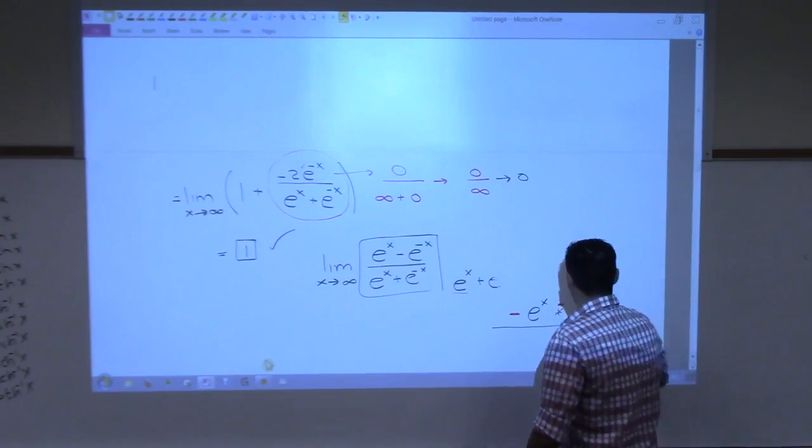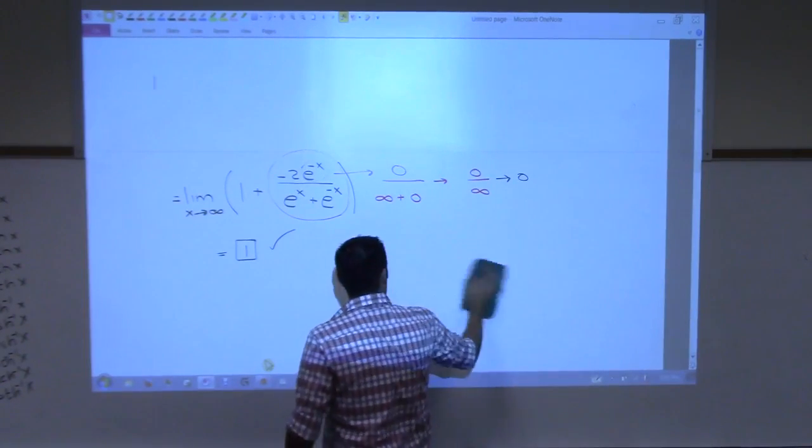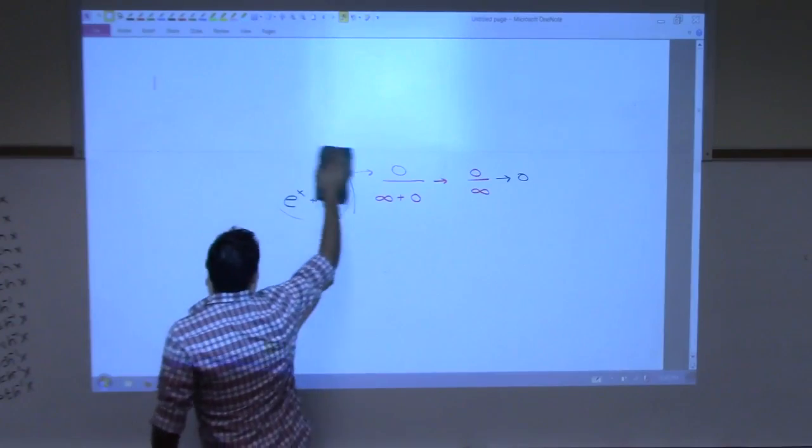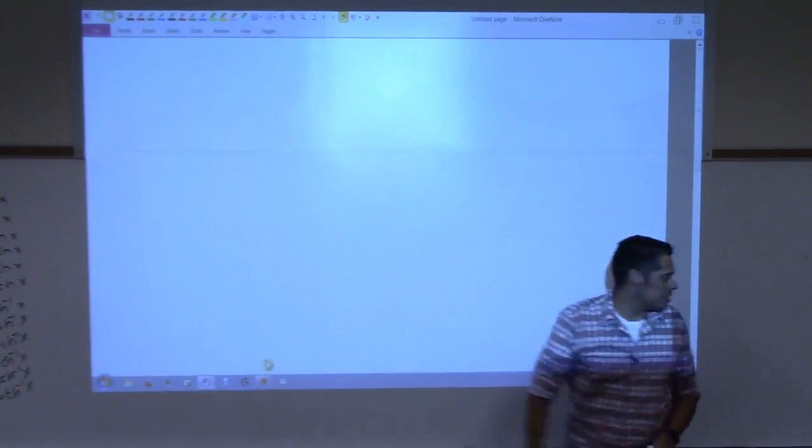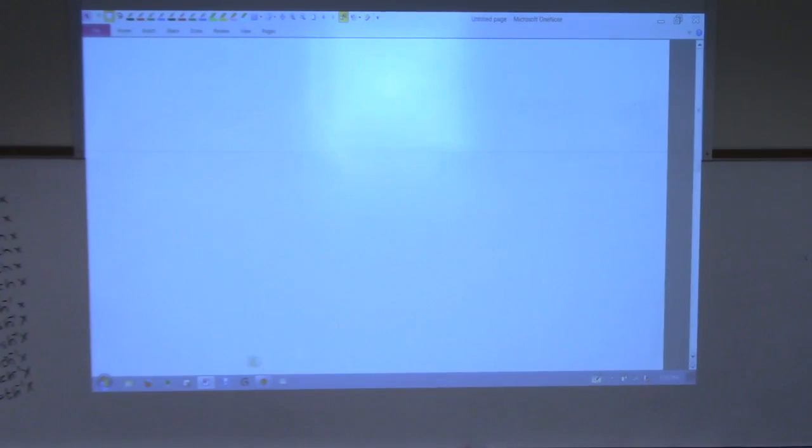Okay, sorry about that. That's only off the right side, right? You went to 1 off the right. To go the other direction, you have to let x go to negative infinity. We would wind up using long division again.